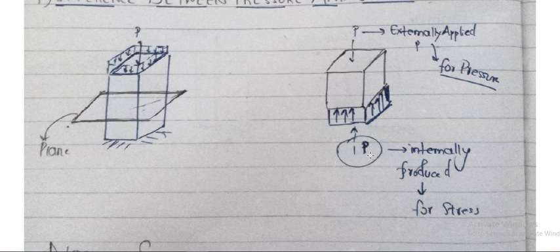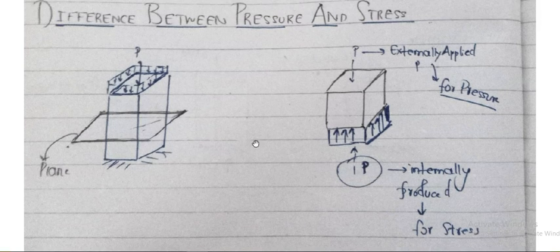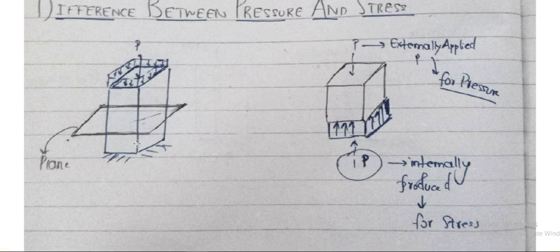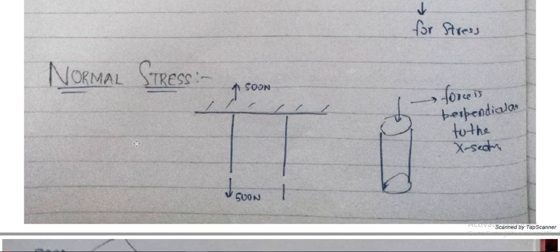This is an internal force, and we can calculate internal stress by internal force. By calculating internal force, sigma is equal to P over A. So what I'm trying to say is, when calculating the stress, we need to find the internal force. We are interested in internal force, not this externally applied force, right? So let's move forward. Now let's discuss normal stress.